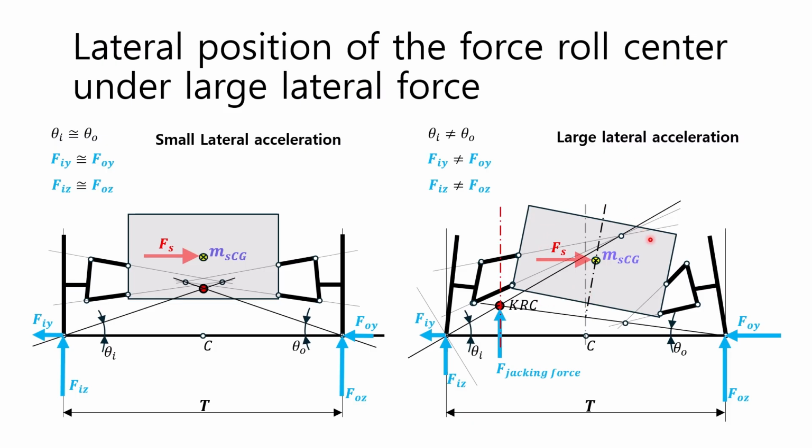In this case, the idealized spring model cannot be used because the force acting on the link and the force acting on the spring cannot be distinguished. Therefore, the kinematic roll center obtained in this way is not the true roll center.